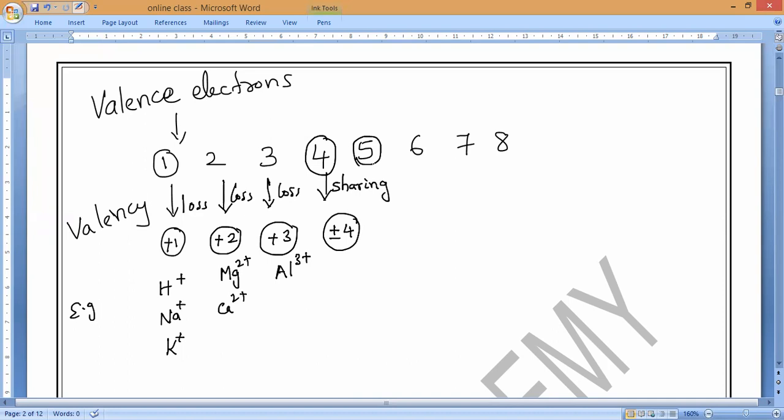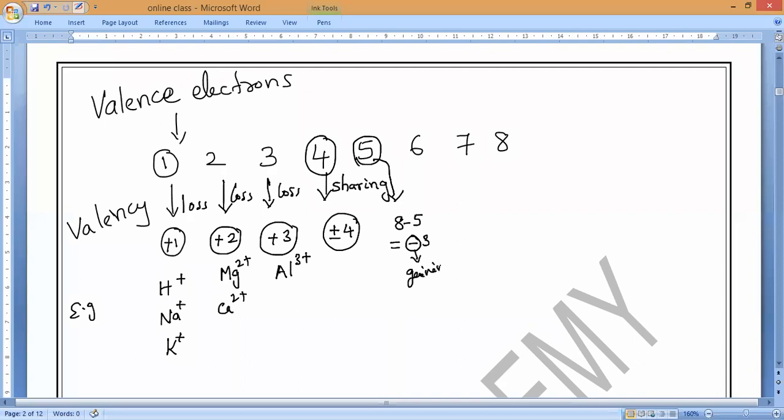If five electrons are there, then the valency is 8 minus 5, which is equal to how much? Minus 3. So actually it is 3, but since it is gaining electrons, we represent it with the minus. Is it okay, everybody? Receiving electrons.